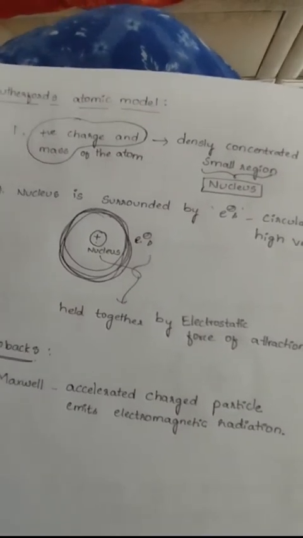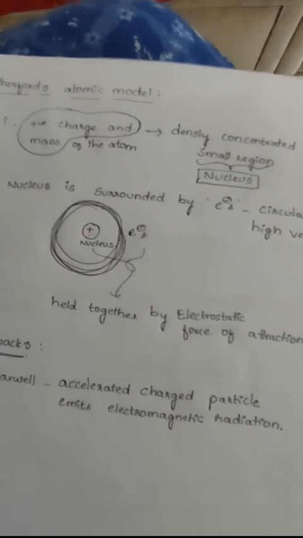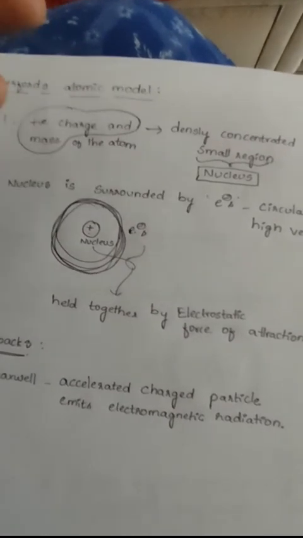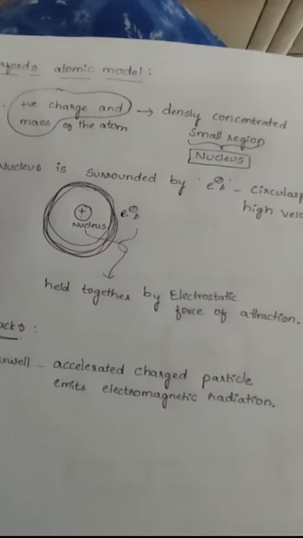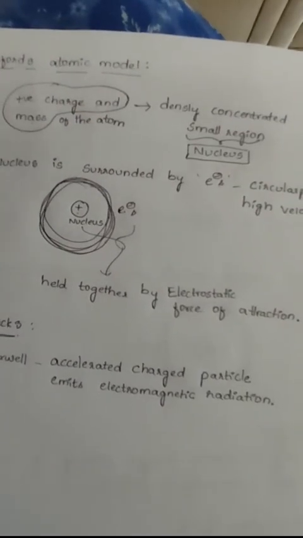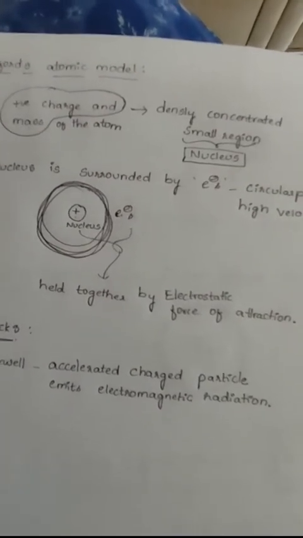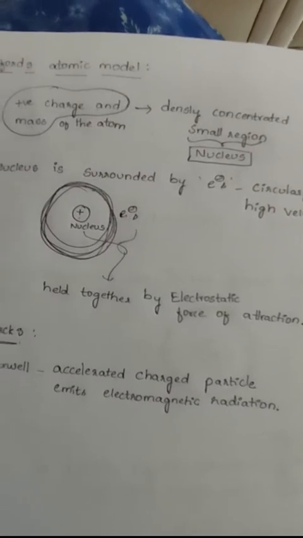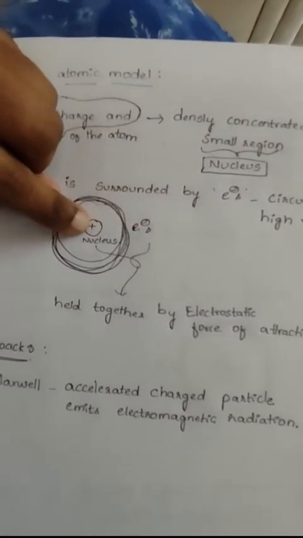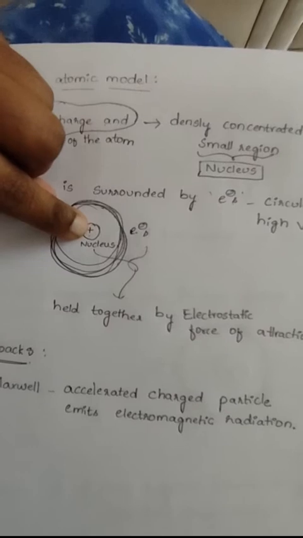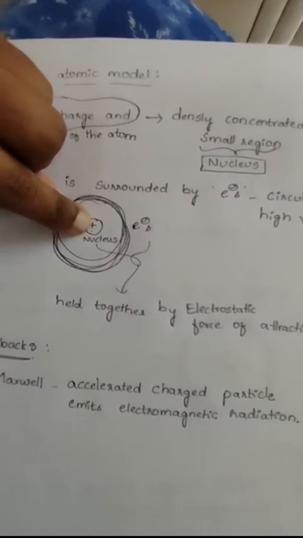Then it will lose some energy. It is giving out energy in the form of electromagnetic radiation. So electrons will lose their energy and fall into the nucleus. Then the atom should be unstable.